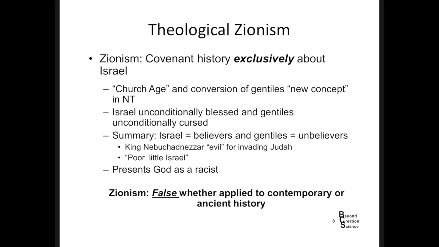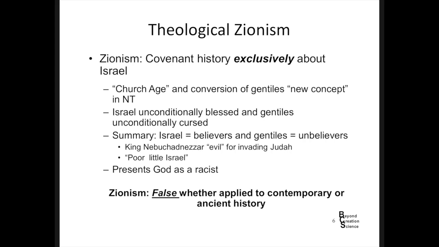A lot of us preterists come from dispensational backgrounds. Dispensationalism also places a huge emphasis on Israel in covenant history, right? That's a real distinctive mark of dispensationalism. In fact, dispensationalists tend to make the covenant history exclusively about Israel. They present the church age and the conversion of the Gentiles as an entirely new concept in the New Testament. They say that God did something new or unknown in the New Testament. Of course, that's not true if you read the prophets, because the prophets are talking about what's going to come in the New Testament. So it's easy to dispense with that kind of mistaken notion.